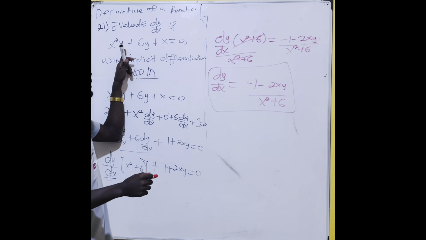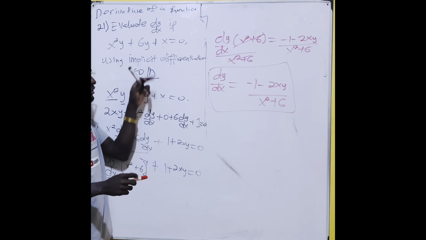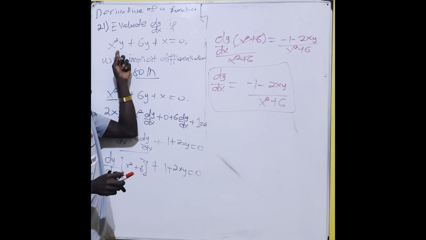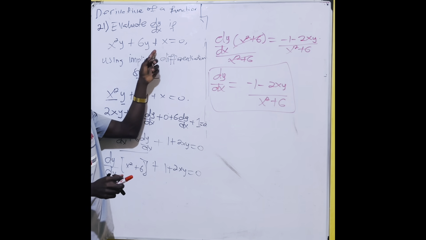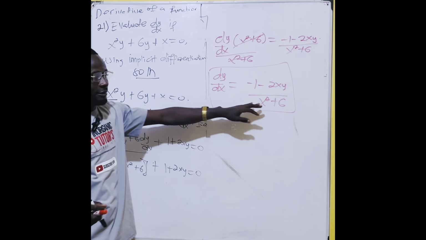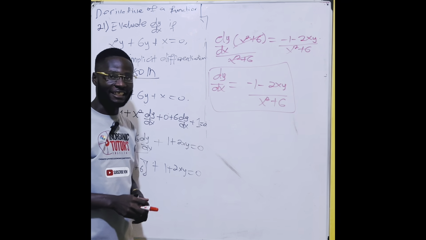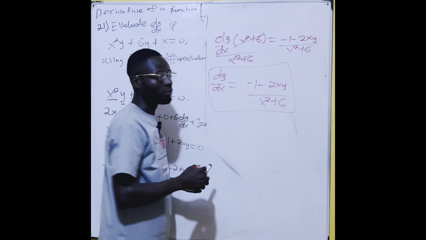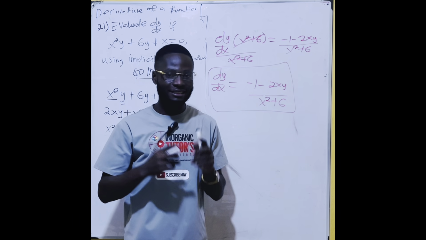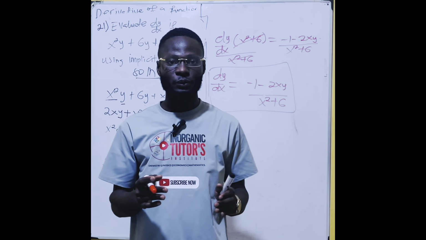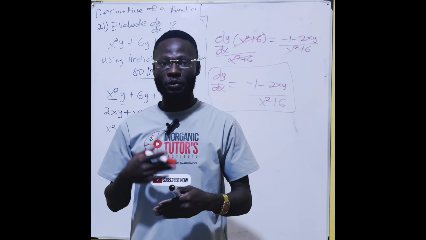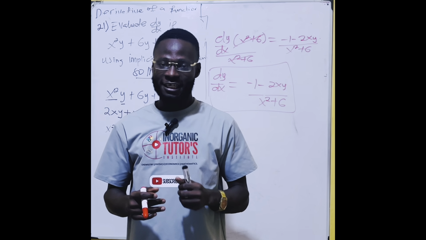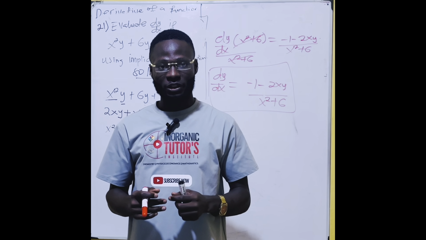Therefore, using implicit differentiation to find dy dx, given that x squared y plus 6y plus x equals 0, is this. Very easy, right? You know, the only way that this thing will be very easy for you is to master the product and the quotient rule. So watch and watch over and over, and everything is going to be perfect. Let's move on to question number 22.